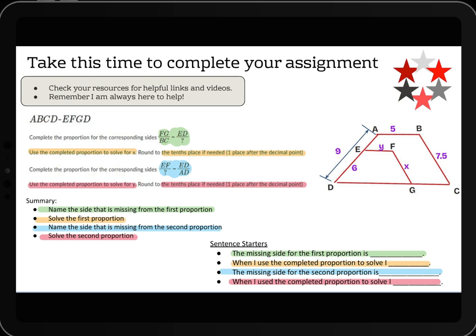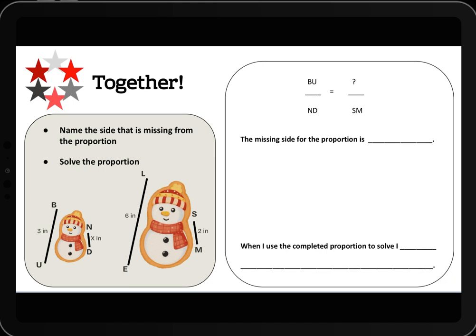Okay, so let's do some practicing here with that in mind. Here is a problem that we can practice together that has some snowmen. In this problem we are completing the proportion. Look at the setup. It's asking us to do the same thing that the first and second questions are asking us to do. We have to set up our proportion and correctly identify.